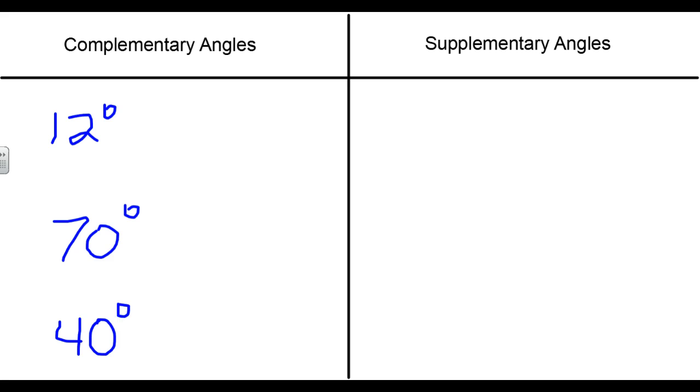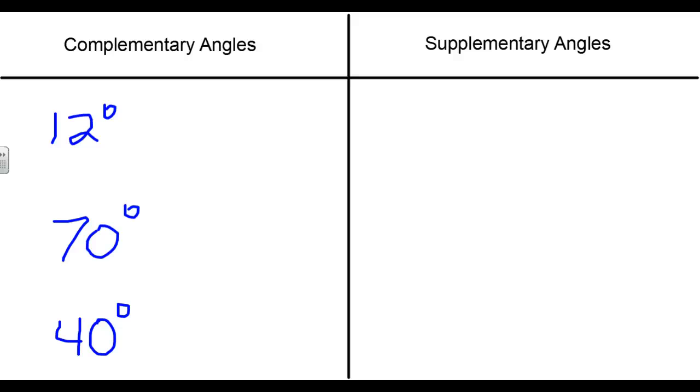So I'm going to ask you to pause the video here in a second and find the angles that are complementary to a 12-degree angle, a 70-degree angle, and a 40-degree angle. Remember, complementary angles must add up to 90, so what angles do we need to add to each of these so that the total angle measure would be 90 degrees? Go ahead, pause the video, and come back when you're ready to talk about it.